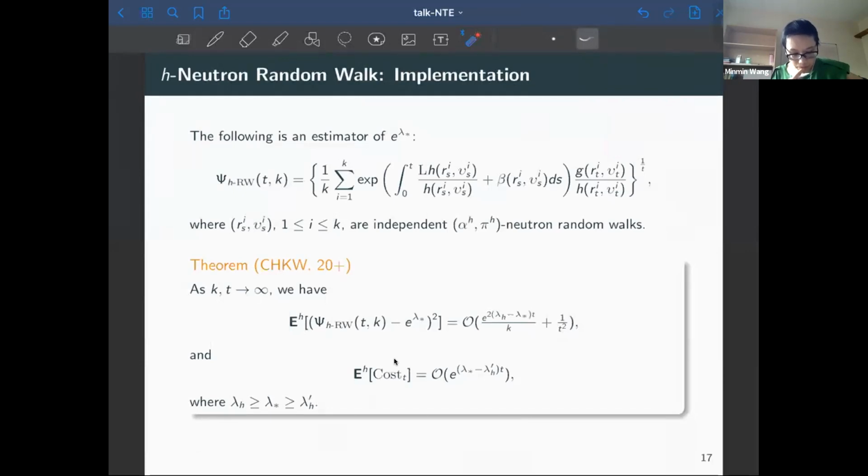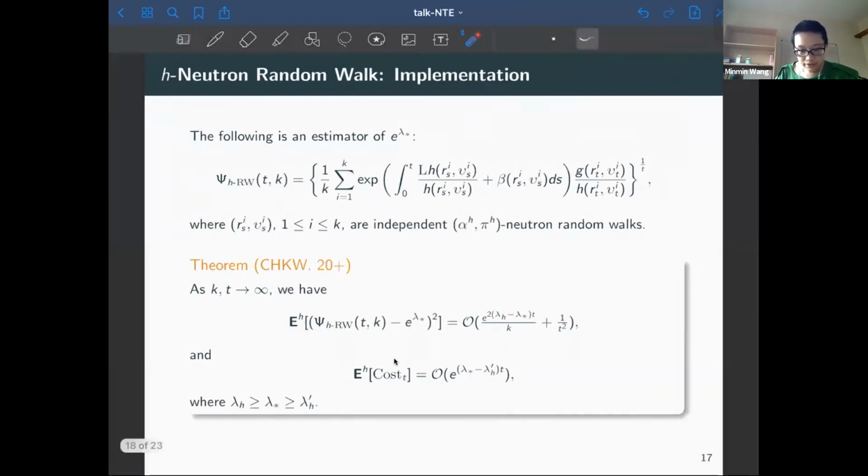We can also estimate the convergence rate of this estimator, as well as a similar cost function for the implementation of the algorithm. It turns out this is related to some new exponents lambda_h and lambda_h' here. Both of them depend on your choice of function h. Their values are not known except in very exceptional cases.